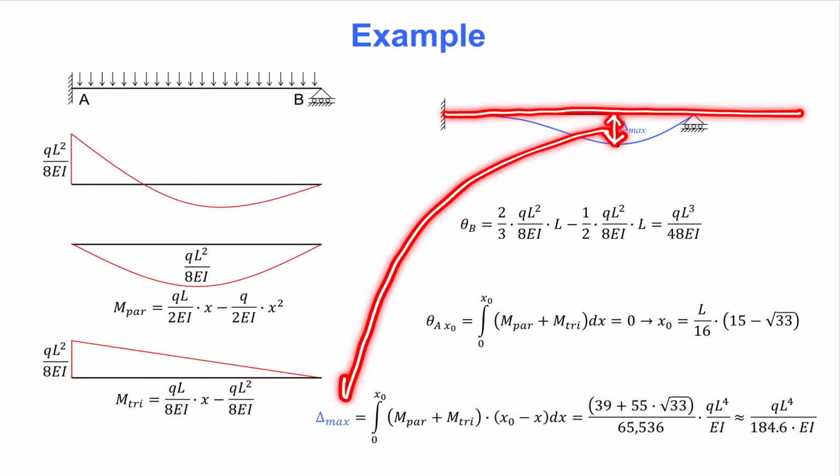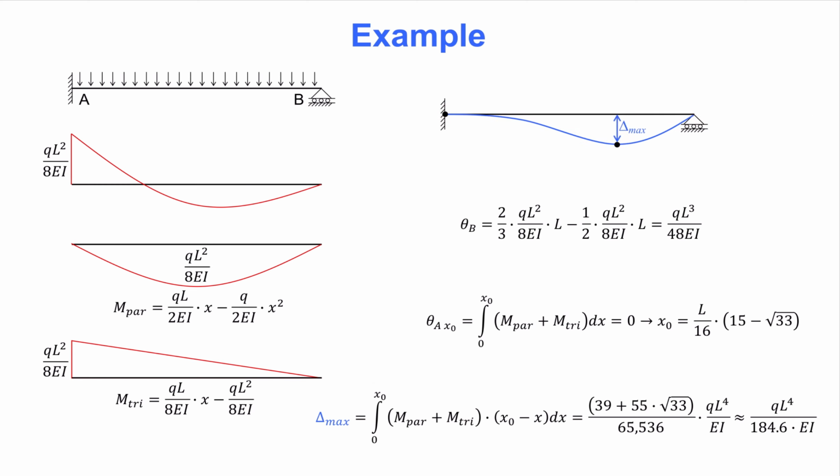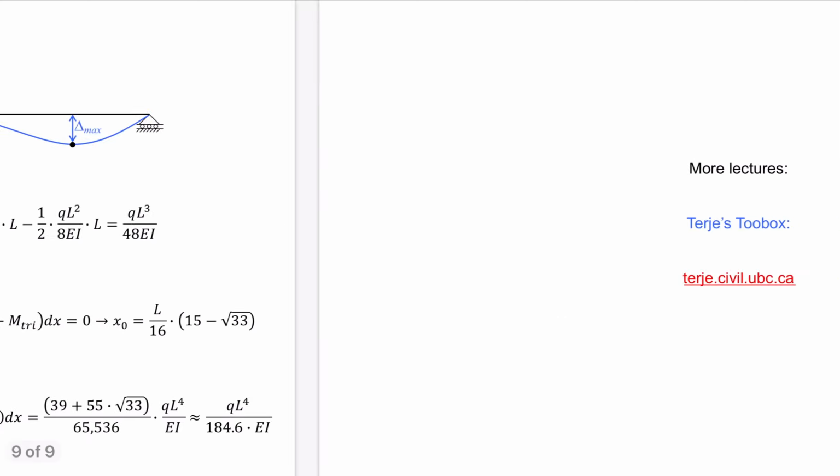At the bottom of the slide, we carry out the integral to determine that tangential deviation by again using the expression for the curvature diagrams. We also note that the moment arm is x0 minus x, namely the distance from the location of the tangential deviation to a point identified by the variable x, which is the x-axis that runs from A. We conclude that the maximum displacement of a fixed-roller beam with uniformly distributed load is roughly qL⁴/185EI.